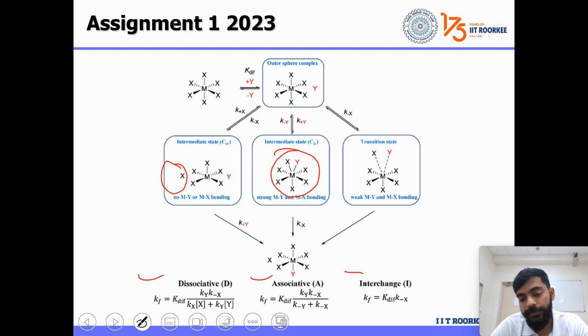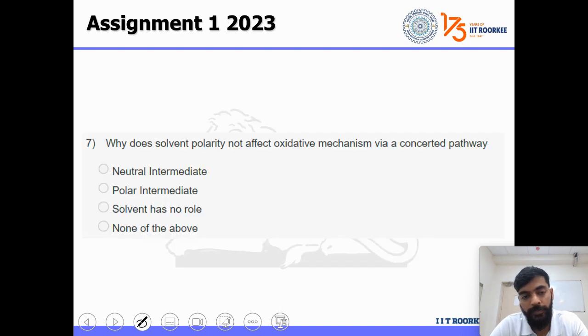Shall I move to the next question? Why does solvent polarity not affect the oxidative addition mechanism via the concerted pathway? Whenever oxidative addition is happening via the concerted pathway, why is solvent polarity not important in that case, or why is it not playing any vital role in the reaction?